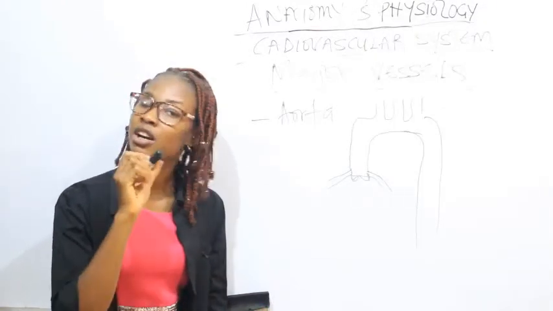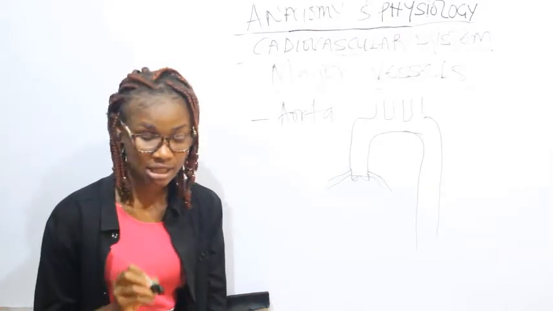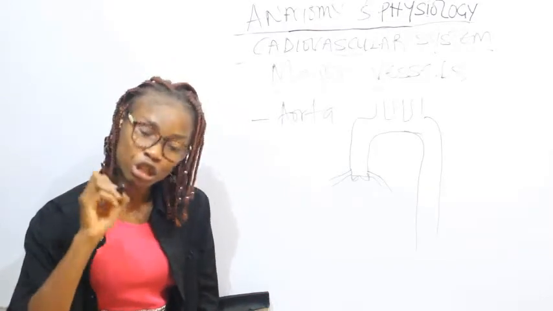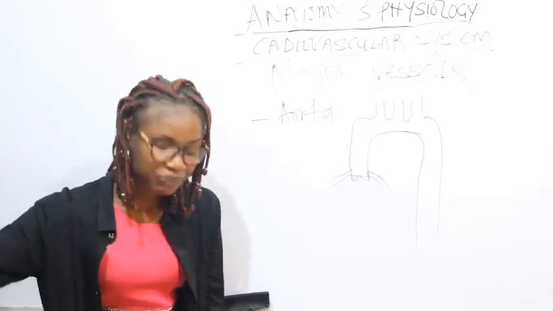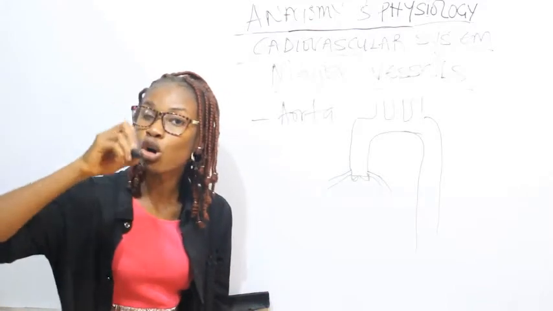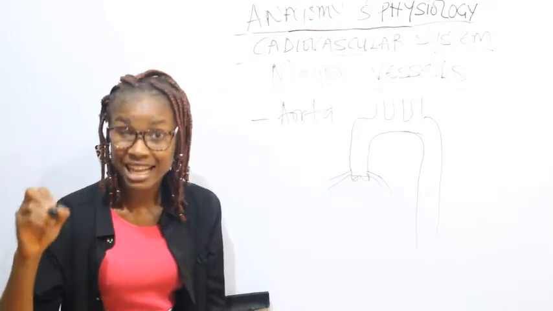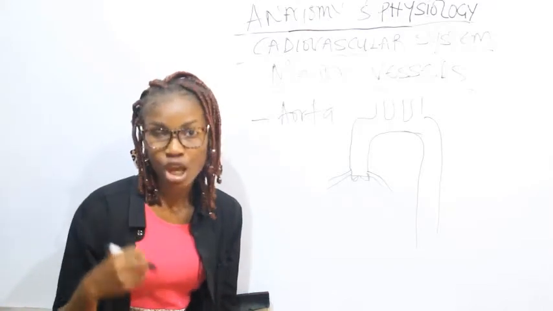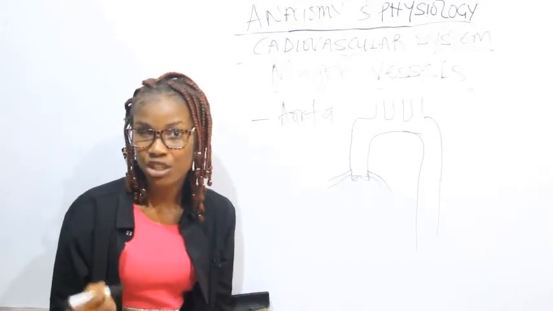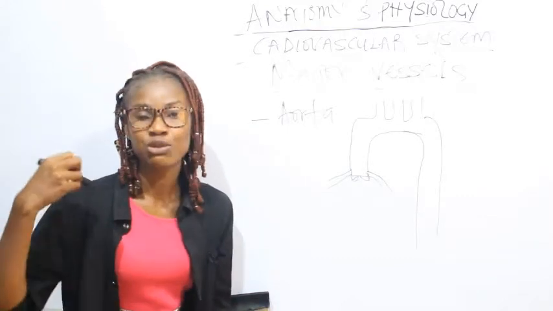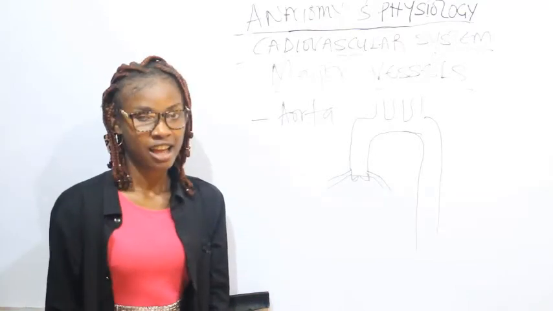Still on abdominal aorta, we are talking of the paired artery. And we said they include the phrenic artery, which supplies the diaphragm, the adrenal or suprarenal artery, which supplies the adrenal gland, the renal artery, which supplies the kidney, and the gonadal artery, which supplies the reproductive organs. Okay.